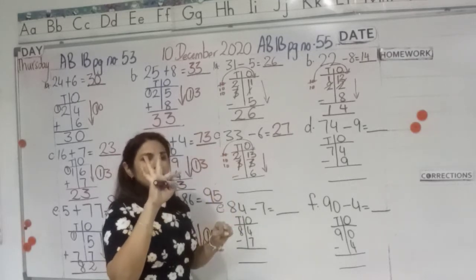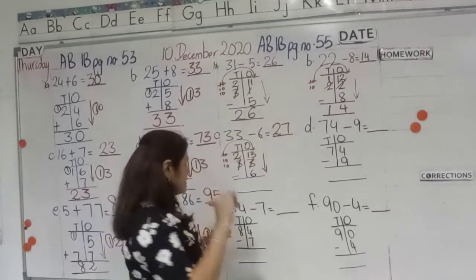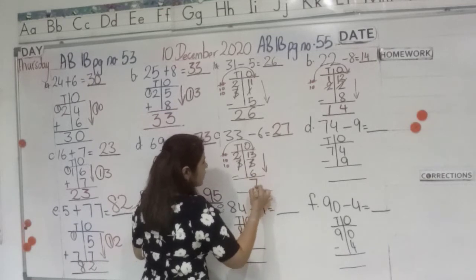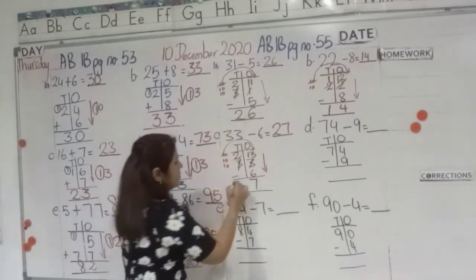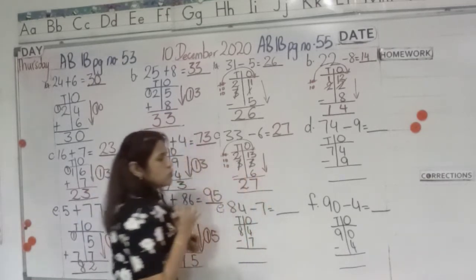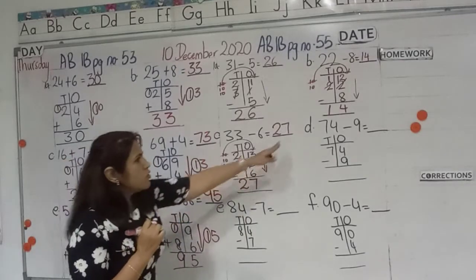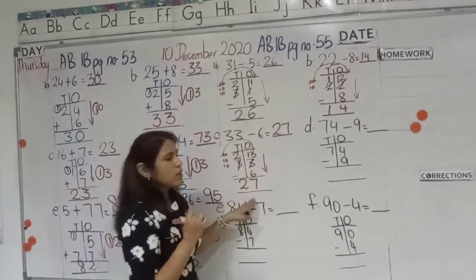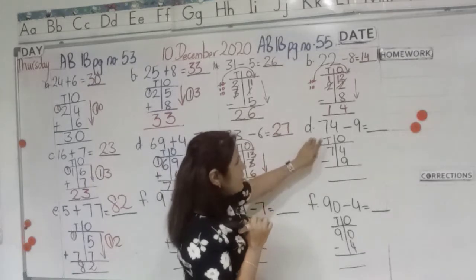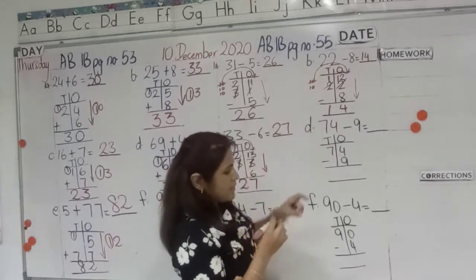12, 11, 10, 9, 8, 7. 2 minus nothing is 2. Okay, so we got the same answer. Good, fantastic. Now here we have 74 minus 9.